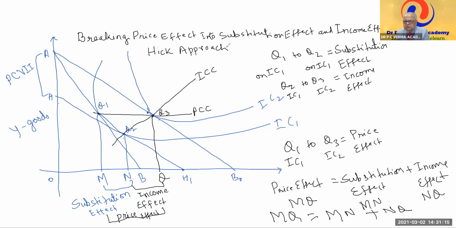What is the cross? One is lower price, one is higher price. Originally it is the higher price. H1 is the lower price. AB is the higher price. We have taken a cross. So first think, is it clear that the price effect is broken? Yes, sir. There will be a substitution effect and an income effect.